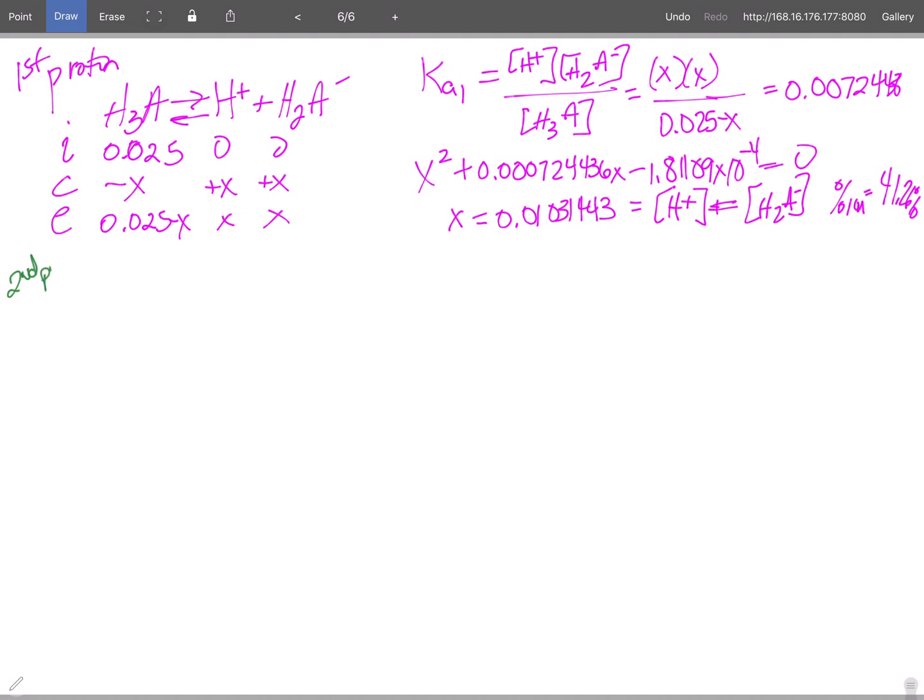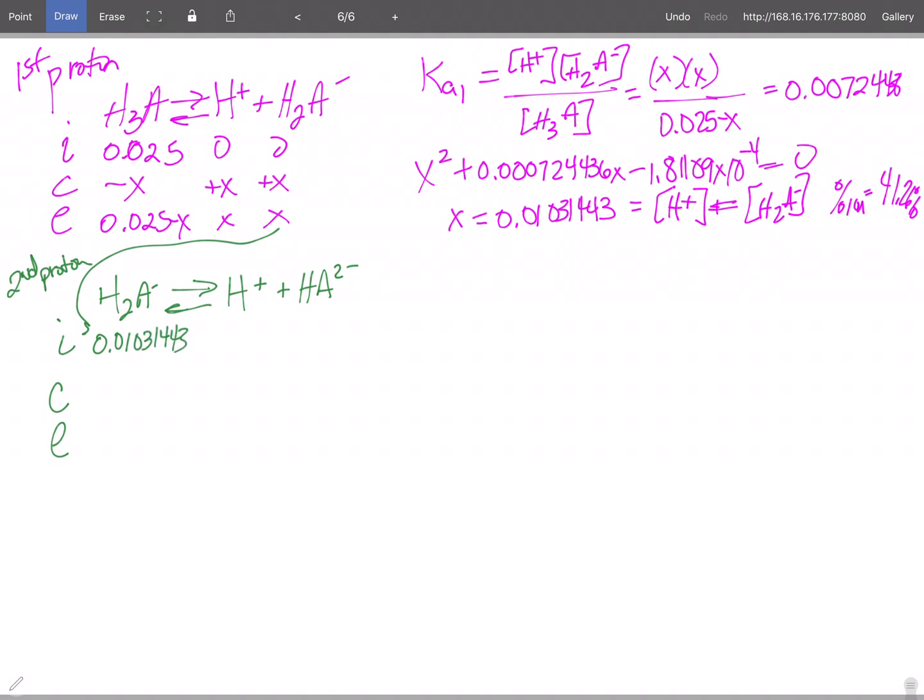Here's our second proton. We're going to start with H2A minus, which is going to dissociate into H plus and HA2 minus. We're going to do our ICE table. Now here's where the fun begins. And by fun, I mean not really. If we're looking at it, this value here has to come down here, which we found as 0.01031443. Okay, so wait a minute. This comes down here. So this one is 0.01031443. This one, the last one, which we don't have anything, is 0.